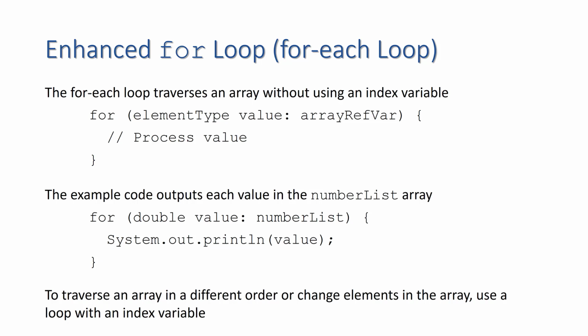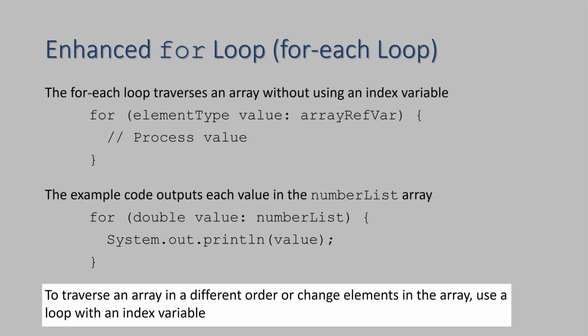In the sample code, as the number list array is traversed, the element is stored in the variable value. So the print line statement actually outputs an element in the array. To traverse an array in a different order or change up the elements in the array, you must use a loop with an index variable.